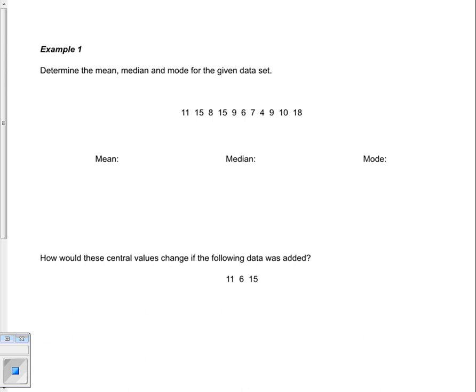In example 1, we're going to explore further the concept of mean, median, and mode by making use of the data set that's given to us here. So the first thing that you want to do anytime you're given a data set is you want to rearrange it in order from the smallest number to the biggest number. Okay, and so that's the first thing that I'm going to do.